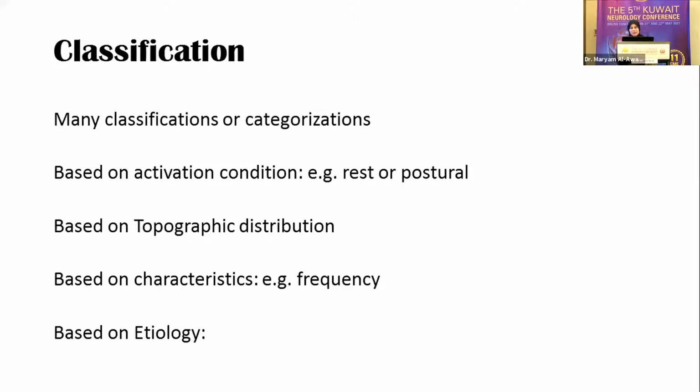Some are based on activation condition, for example, rest or postural tremors. Some are based on the body parts involved, for example, a head or a voice tremor, and others are based on the characteristics of the tremor itself, like frequency or amplitude. Other references also categorize tremors based on etiology. For example, is it due to neurodegenerative disease or metabolic or drug-induced?